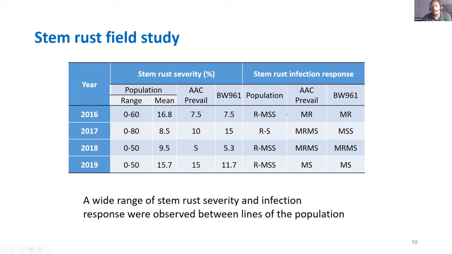Again, they were moderately resistant if you look at the infection response of the parents. And in 2019 they had a little bit higher infection response, which was moderately susceptible.